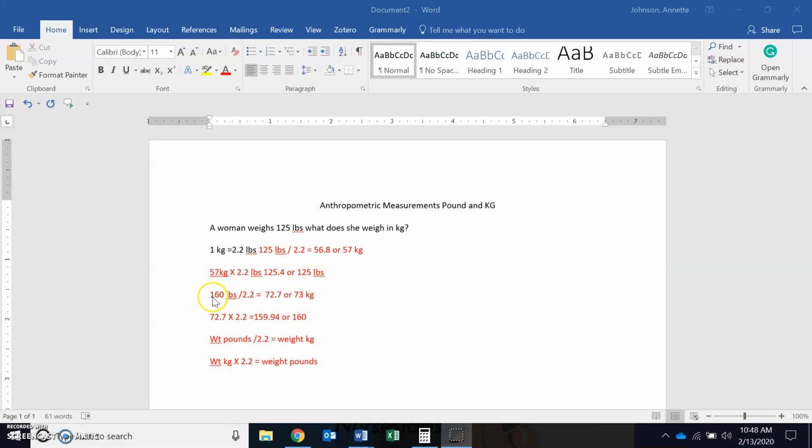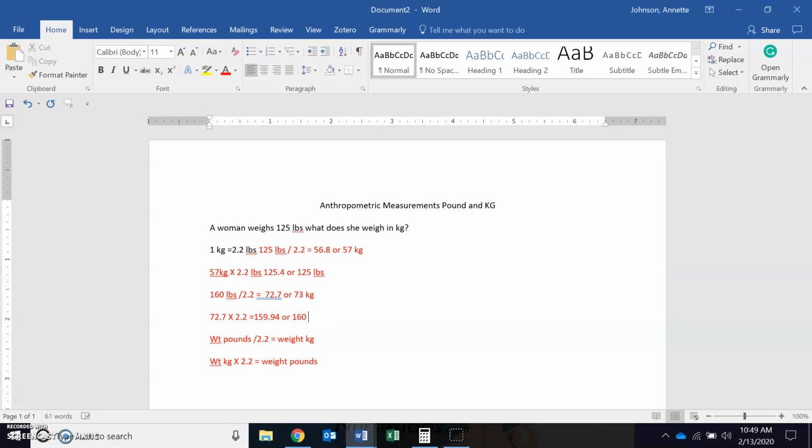So again, if we have someone that weighs 160 pounds, we divide that by 2.2, we come up with 72.7 or 73 kilograms, rounding up. 72.7 times 2.2 is 159.94, or rounding up is 160 pounds.